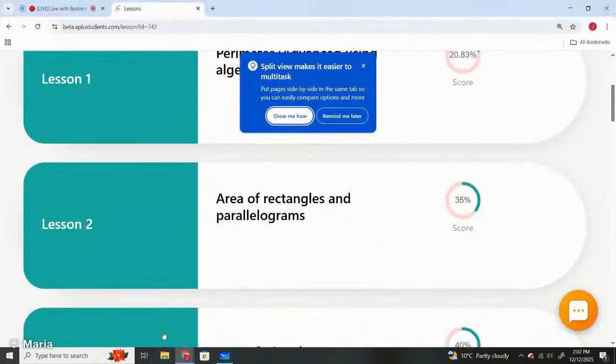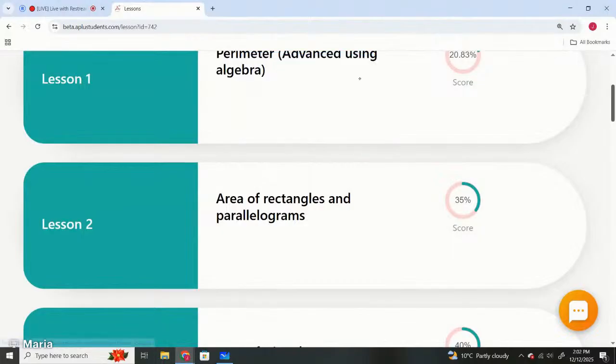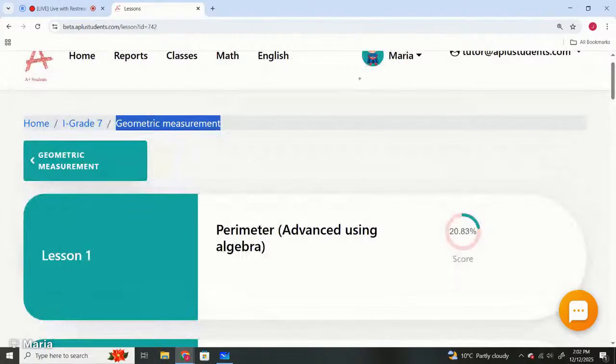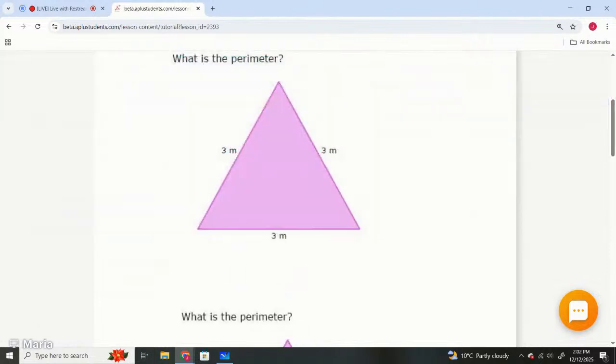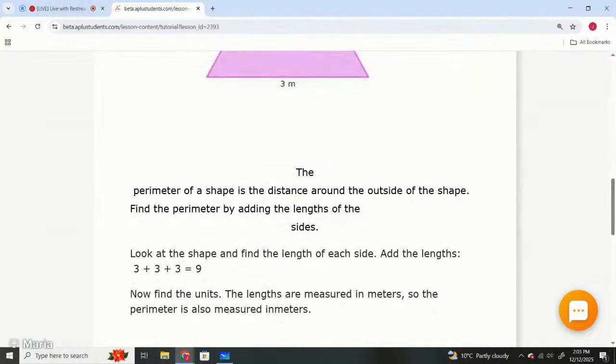Here I'm on grade 7 math. The chapter we're on right now is geometric measurement. Let's start with the first lesson, that is perimeter advanced using algebra. What is the perimeter? The perimeter of a shape is the distance around the outside of the shape. So find the perimeter by adding the lengths of the sides.